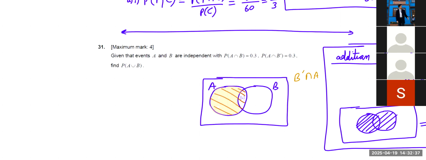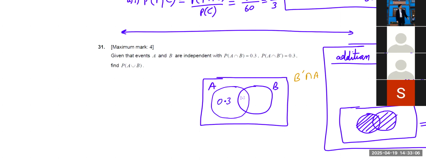So, one second. This is A intersection with not B. Do you guys see what I mean now? Yeah. This is the common part between A and everything that's not B. Are you sure this makes sense? Okay. Which means that I can put the 0.3 over here now.